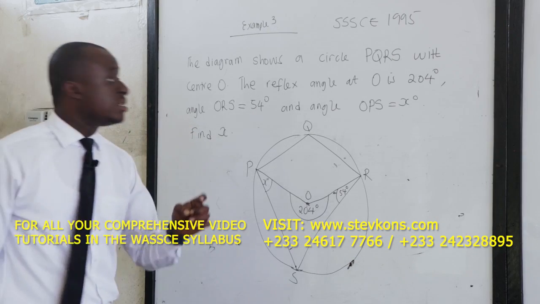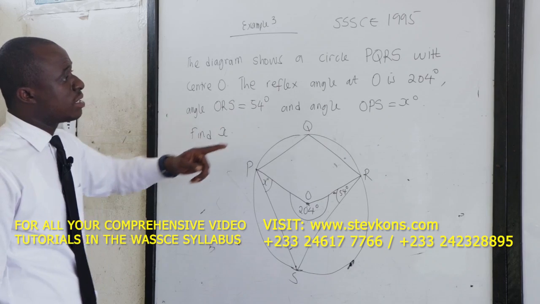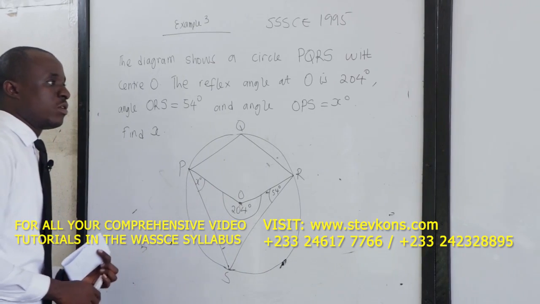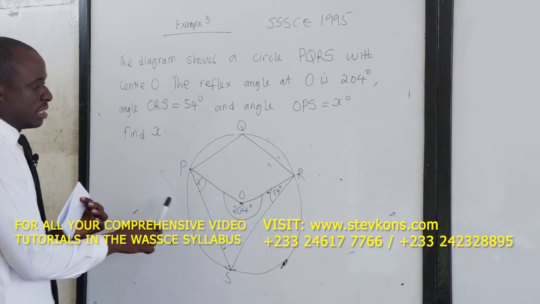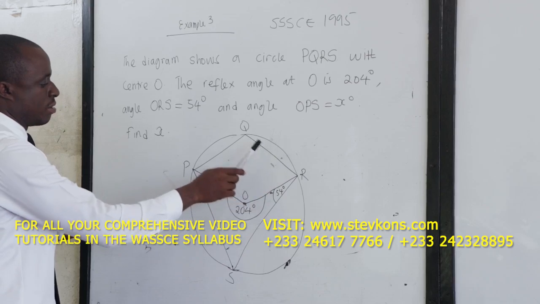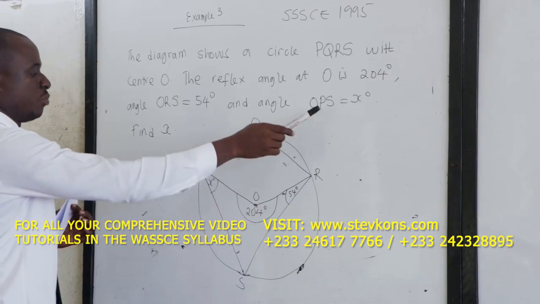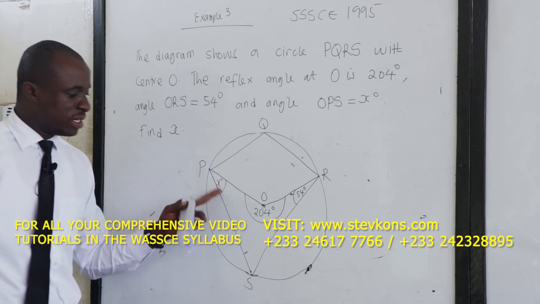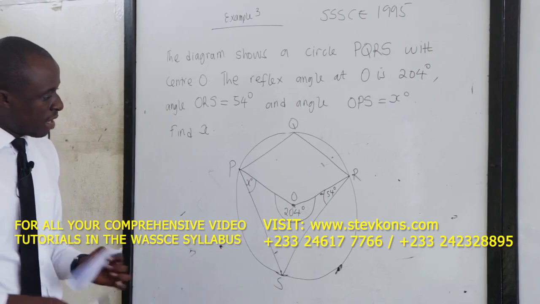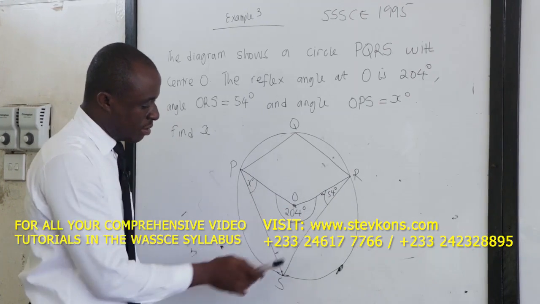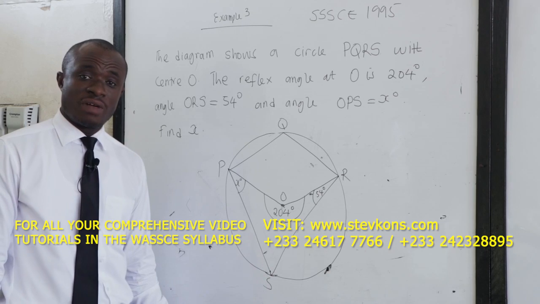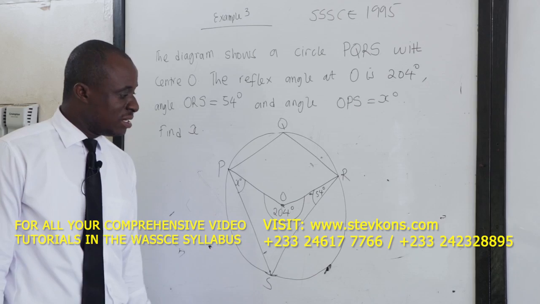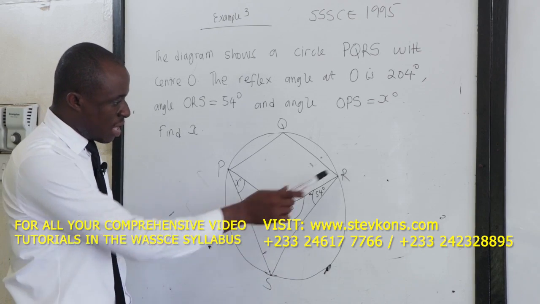Now this is SSC 1995. The diagram shows a circle PQRS with center O. The reflex angle at O is 204 degrees. Angle ORS is 54, and angle OPS is X degrees. We are being asked to find X over here. Now clearly we can see that PORS is a quadrilateral, and the sum of angles in a quadrilateral, which we considered earlier, is 360 degrees. Now, we don't know angle RPS.